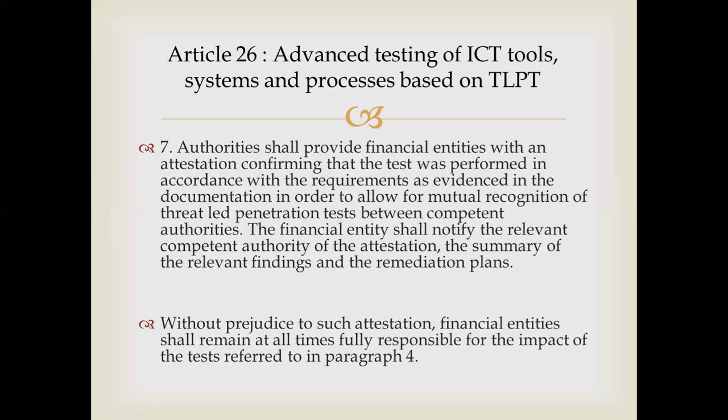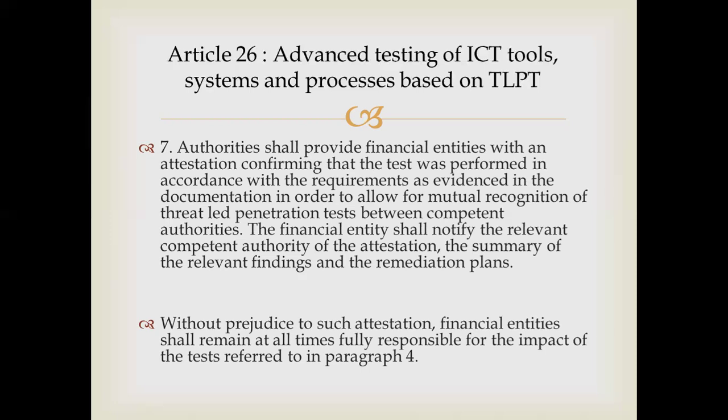Paragraph 7: the authority shall provide financial entities with an attestation confirming that the test was performed in accordance with the requirements, as evidence in the documentation, in order to allow for mutual recognition of threat-led penetration tests between competent authorities. The financial entity shall notify the relevant authority of the attestation, the summary of the relevant findings, and the remediation plan. So paragraph 7 is basically saying that the summaries of the TLPT, the summary of the findings, the remediation plan and everything, will be sent to the competent authority.